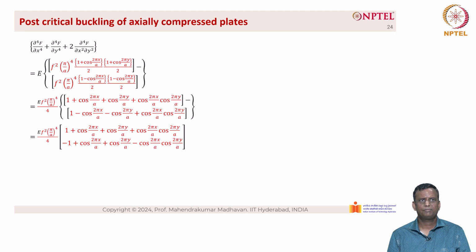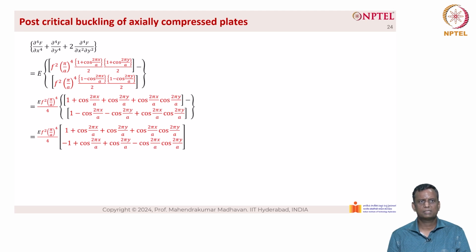And we can simplify this further. Basically, basic algebraic equation. We are taking f² (π/a)⁴ outside. So it becomes E into f² (π/a)⁴, and 1/2 into 1/2 becomes 1/4. So we have E f² (π/a)⁴ divided by 4 into [(1 + cos(2πx/a) + cos(2πy/a) + cos(2πx/a) cos(2πy/a)) − (1 − cos(2πx/a) − cos(2πy/a) + cos(2πx/a) cos(2πy/a))].